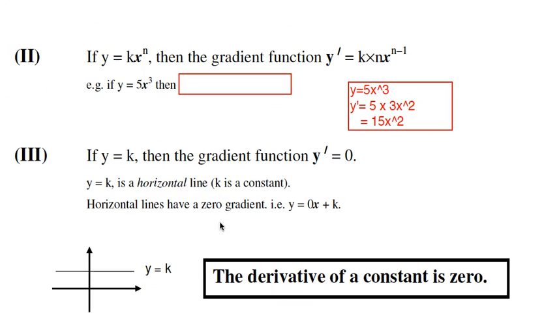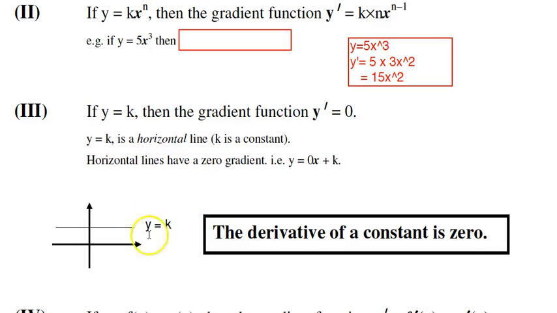Next, if y equals just a constant, then the gradient function y dash is 0. Now, this is because of the following. There's a few ways we can do this. So if y equals k, if I ask you to sketch y equals 2, y equals -2, it's just a horizontal straight line. What's the gradient of that line?